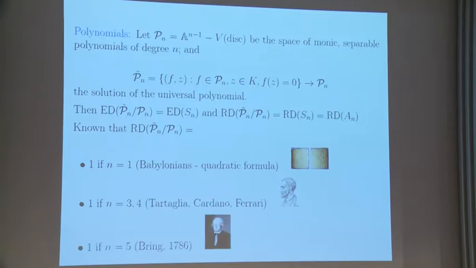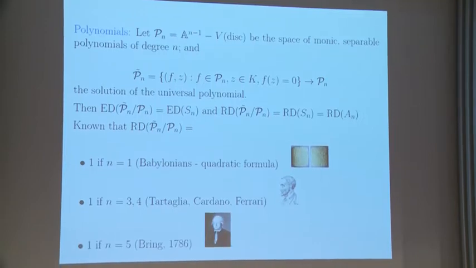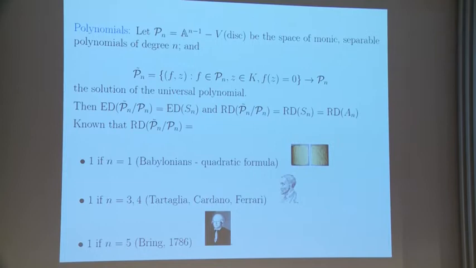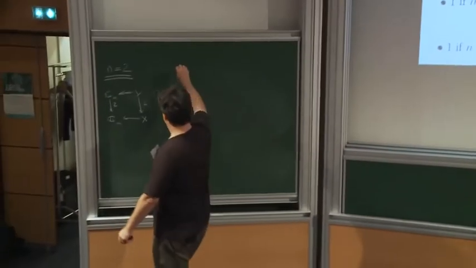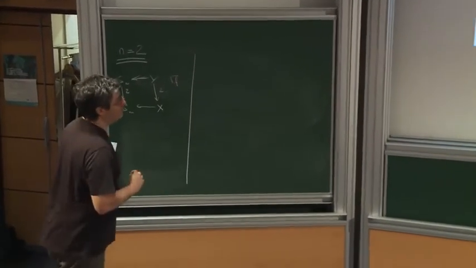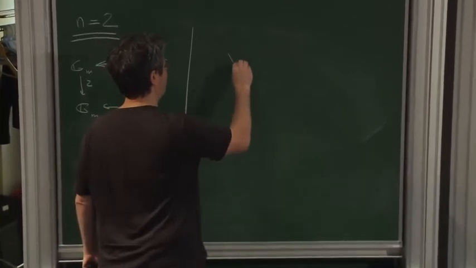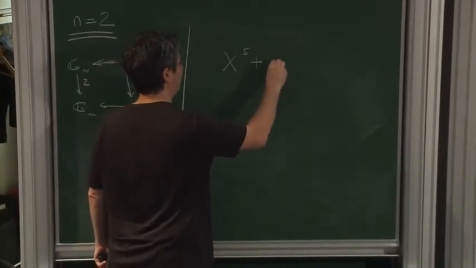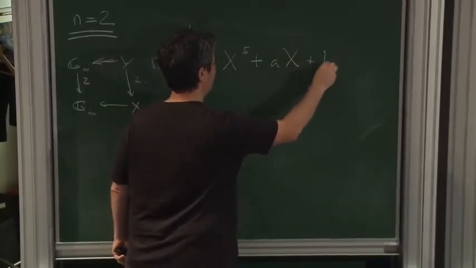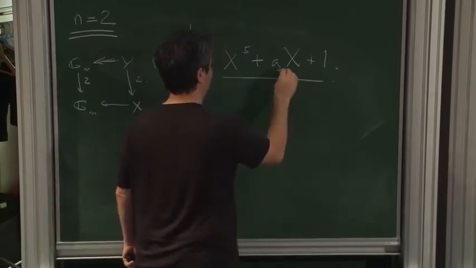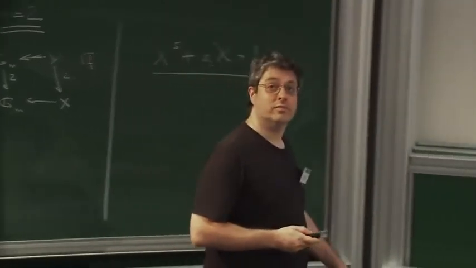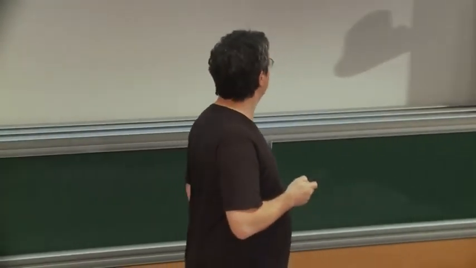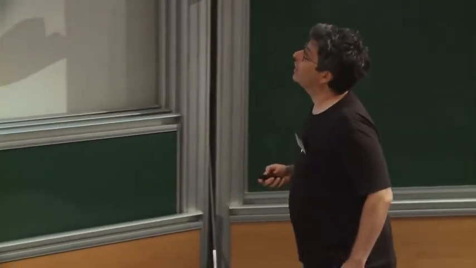Okay. And then for n equals 5, there's a result of Bring from 1786 that it's still equal to 1. So the point there is, after you extract some roots, for example, a square root of the discriminant, I think there are also some other things, you can bring the fifth degree polynomial into this form. So you only have one parameter. Okay.